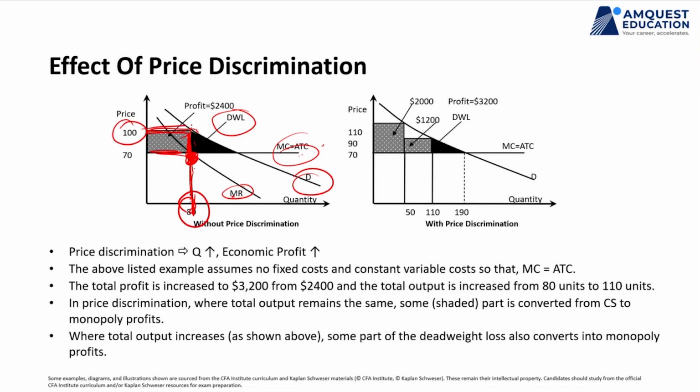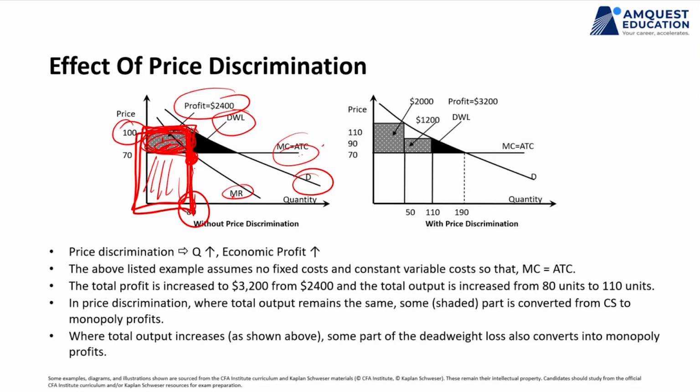Correct? So this is my total sales. Correct? This is my sales. This is my cost. So therefore, this is my profit area. Correct? Profit area. But look at the next diagram.